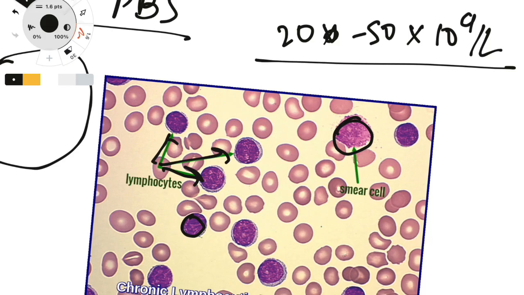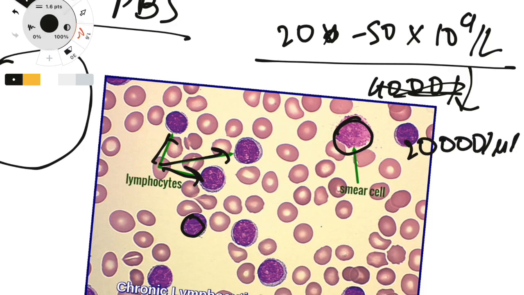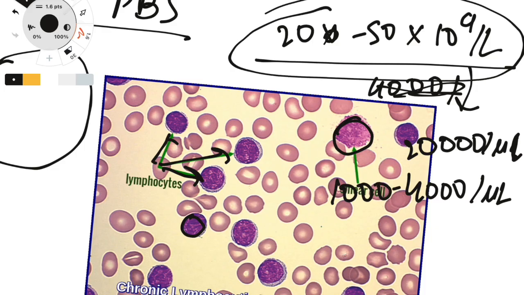That's so much, and generally the normal count is 4,000 per microliter. This is per liter, so if you convert this, it becomes 20,000 per microliter. And normally it is 1,000 to 4,000 per microliter. So this is what we see in chronic lymphocytic leukemia, and this is what we see in normal conditions. So you can see the deterioration that has taken place.